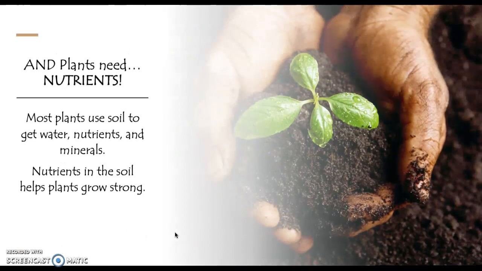And lastly, plants need nutrients. Most plants use soil to get water, nutrients, and minerals. Nutrients in the soil help plants grow strong. Soil is a very important need because that's where the plant gets its nutrients.